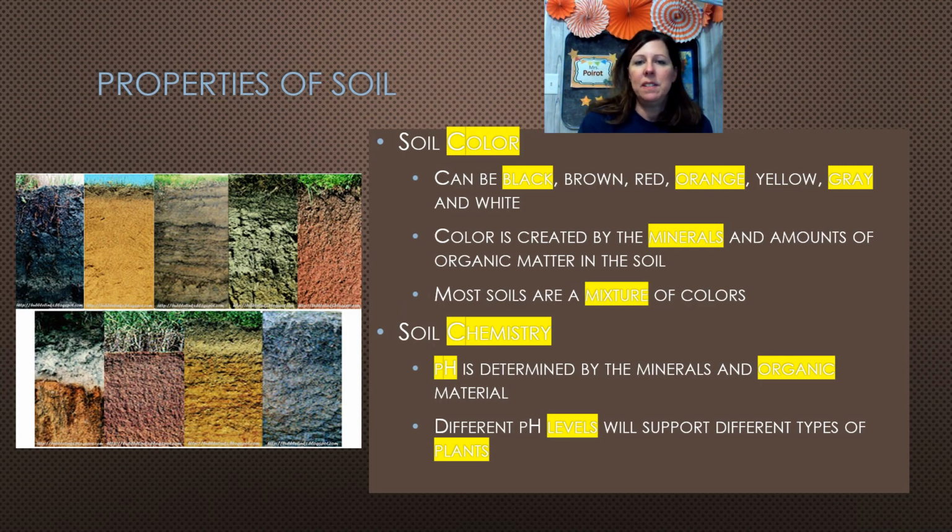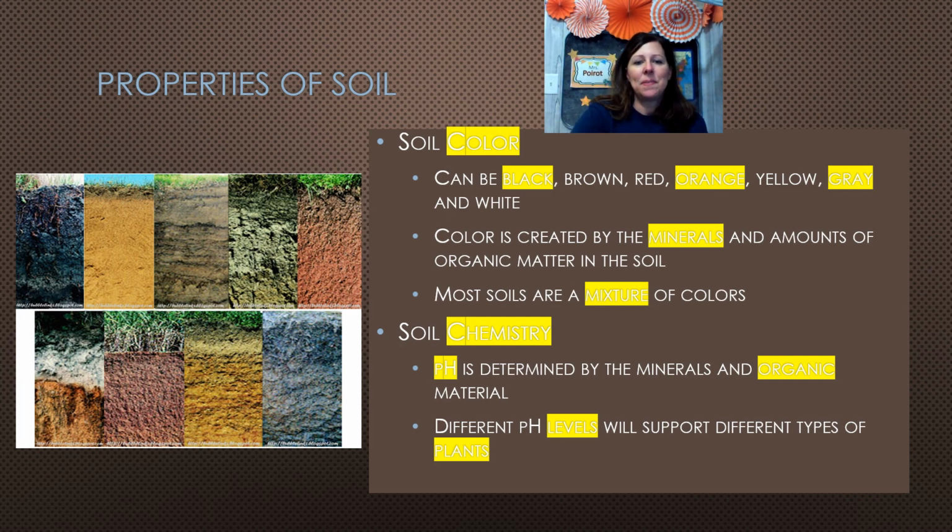Another property of soil is its color. We know soil can be many different colors. It can be black, brown, red, orange, yellow, gray, and even white. The color is created by the minerals and the amounts of organic matter in the soil. Most soils are a mixture of colors. I was planting some plants since we've been off of school, and I noticed the top layer of my yard is kind of black, and then once I get down deeper it's red. So mine is a mixture of colors, but I can definitely see the layers there.